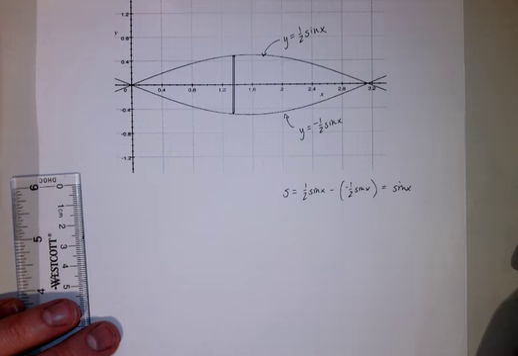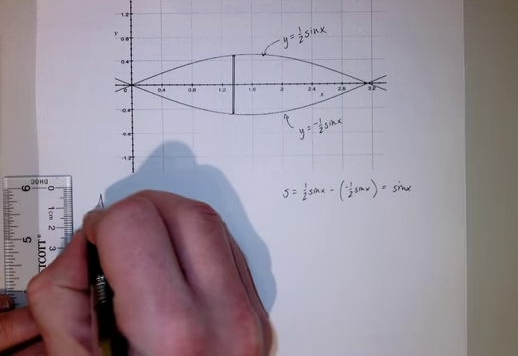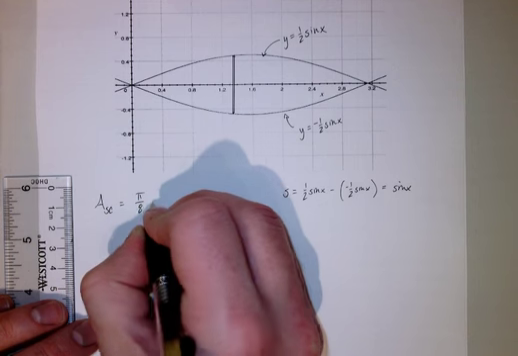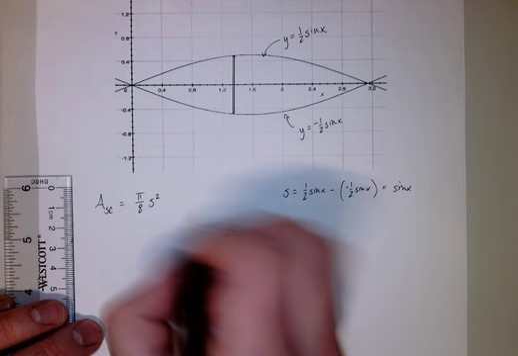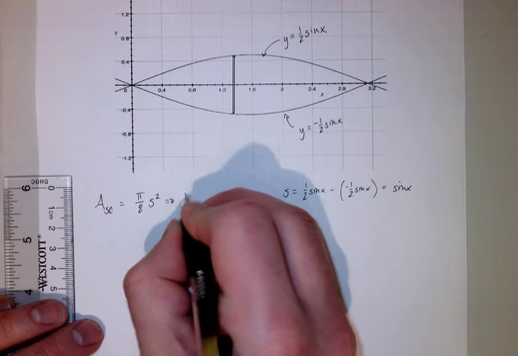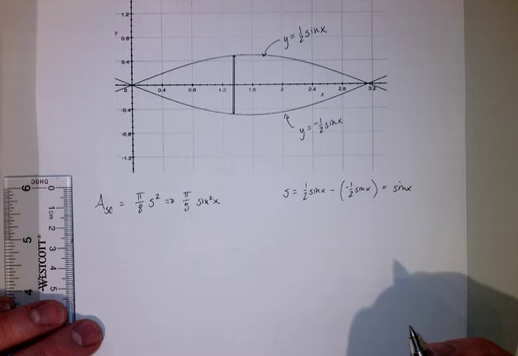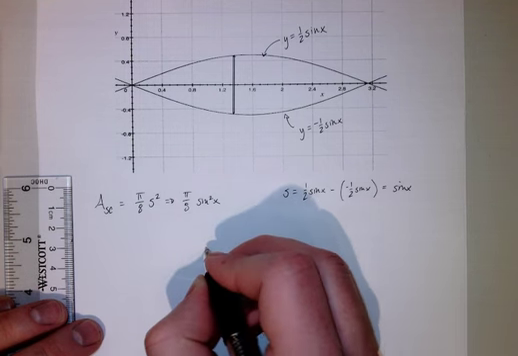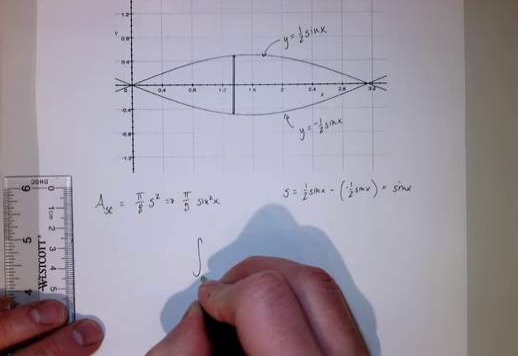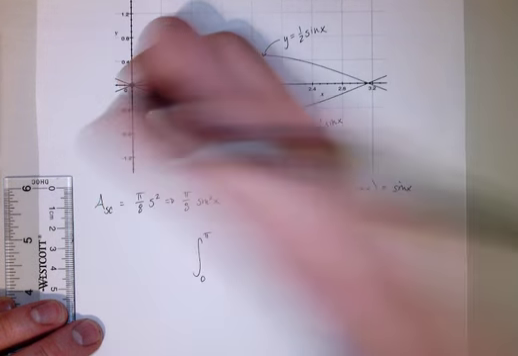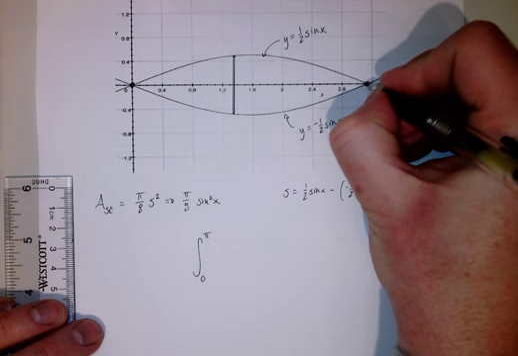Okay? Now, I know that the area of a semicircle, because I've done this one before, is pi over 8 sides squared. So that actually becomes pi over 8 sine squared x. I know that my interval is going to be 0 to pi. 0 is right here. Pi is right here.